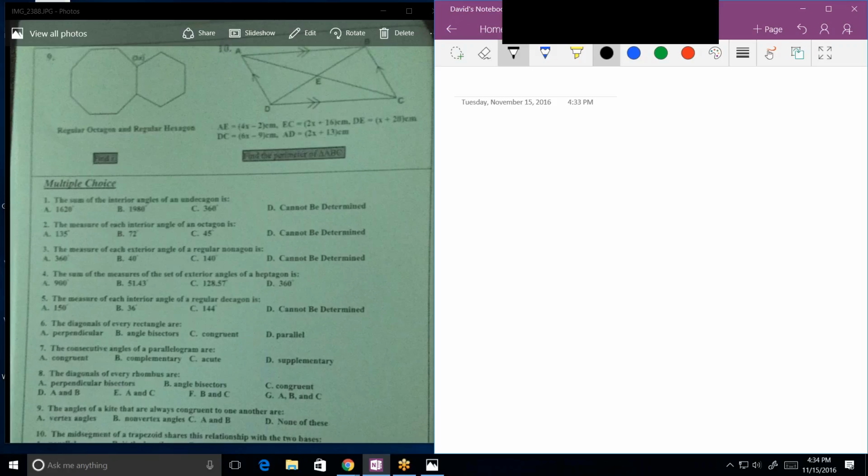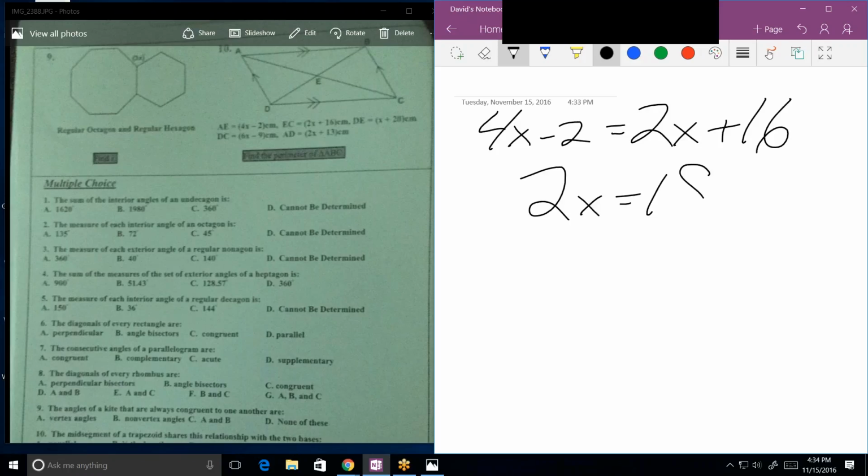Okay, let's do that. So we got 4x minus 2 equals 2x plus 16. Solve for x. Add 2 to both sides. 2x equals 18 and x equals 9. Okay. Now they want the perimeter of triangle ABC. Well, they give us AD and DC, and we know that AD is congruent to BC because it's a parallelogram, and then also DC is congruent to AB.